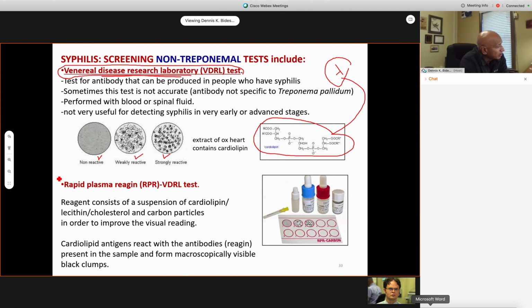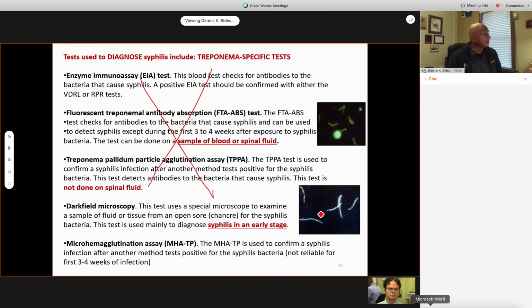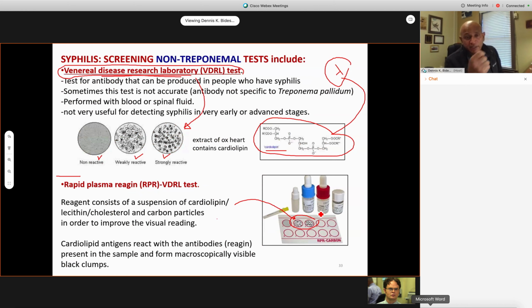Now, several decades ago, people got a little wiser and said, we can do the same test, except I wouldn't need a microscope. What they did was add charcoal to their reagents. Basically it's the same test. Antibodies react against cardiolipin, but you don't need a microscope to see it. You can see this visually without the assistance of a microscope. This is called the RPR test, Rapid Plasma Reagin Test. So those are the two tests I'd like you to know: VDRL, and a modification of the VDRL called the RPR.